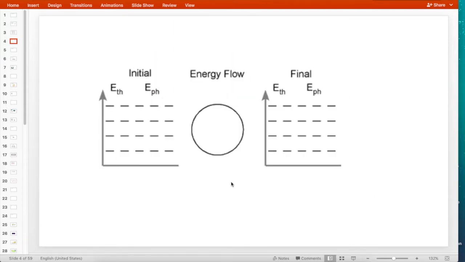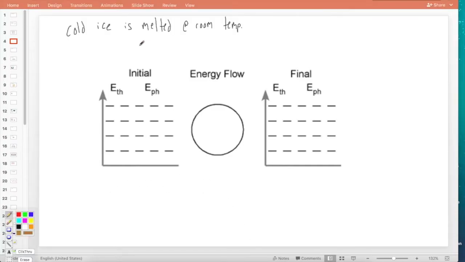And we had our LOL diagrams that we could use to analyze a situation where a system is changing. So here's an example. Cold ice is melted at room temperature. The first step is always to define the system. H2O is my system. And then I'm thinking about these two types of energy. Thermal energy, which again is a type of kinetic energy. The phase energy, which is a type of potential energy, dealing with how the particles are arranged in the substance.